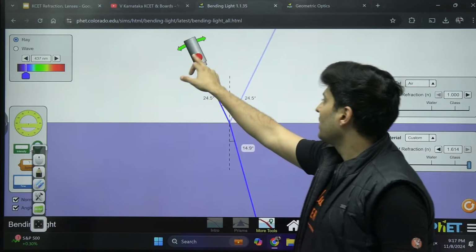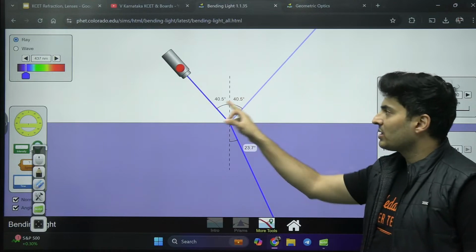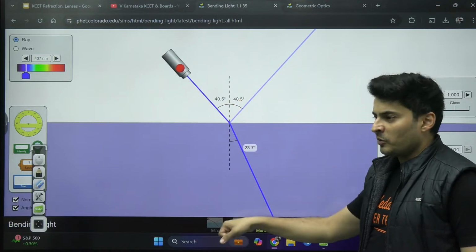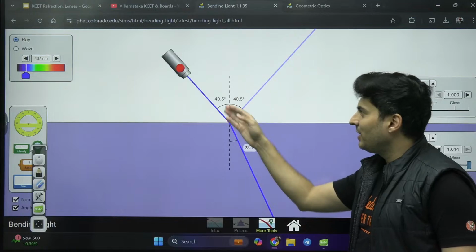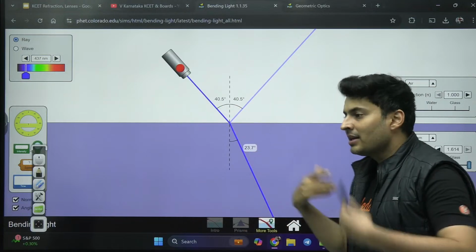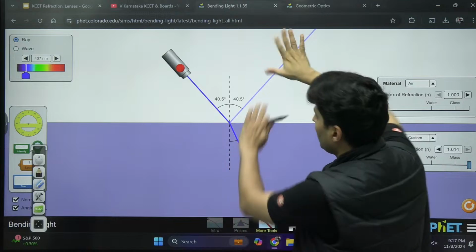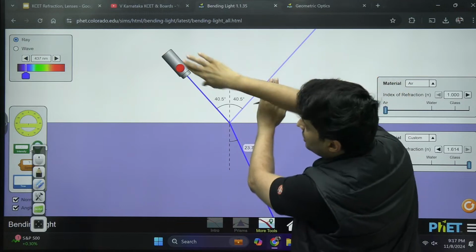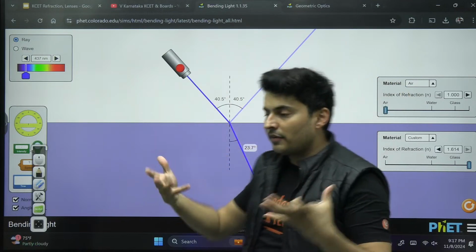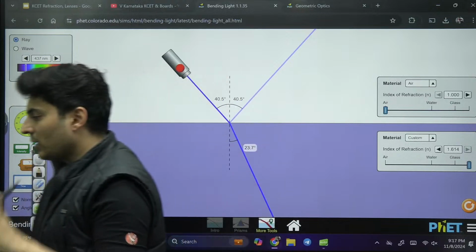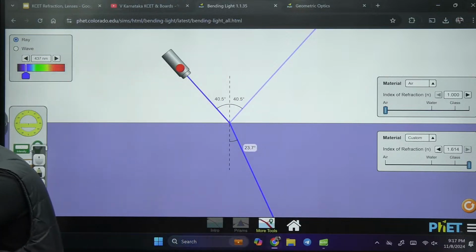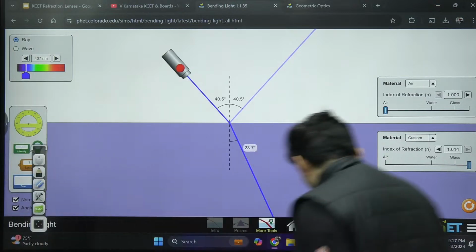As you can see over here, law of reflection is always holding true. 40.5, 40.5. It is always getting reflected, but at the same time, refraction is happening. We are overlooking this part. We are just bothering about how the refraction works. We are not looking or concentrating on the reflection part. All right. I hope this is absolutely clear.